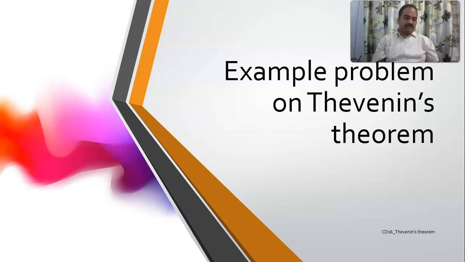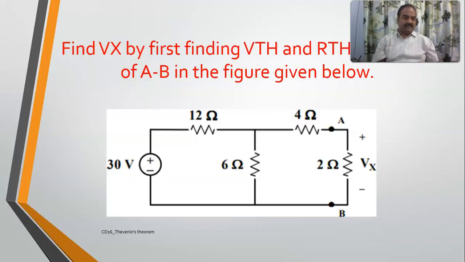So now we'll try to solve a problem on Thevenin's theorem. Find Vx by first finding VTH and RTH to the left of AB in the figure which is given below. So this is your Vx.